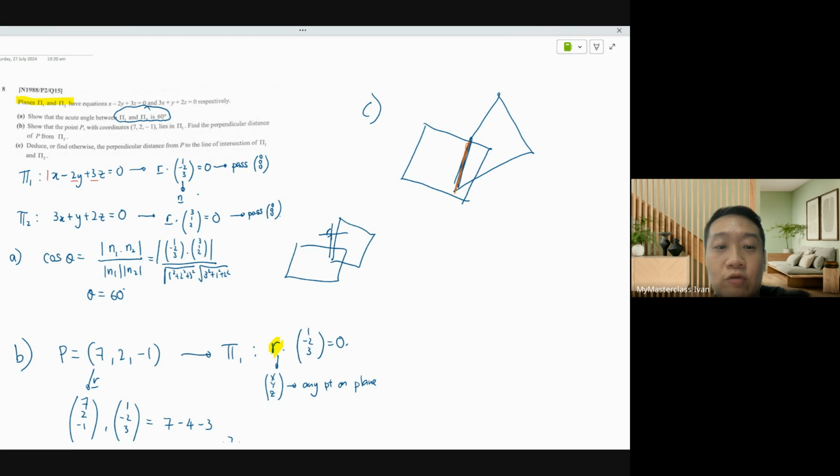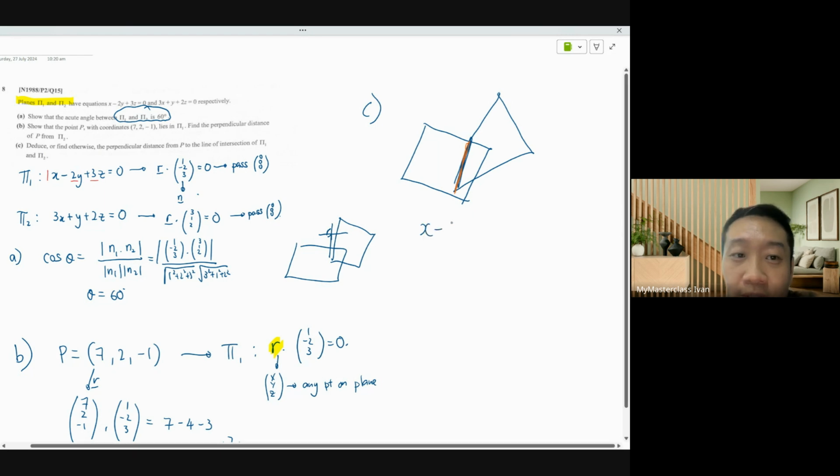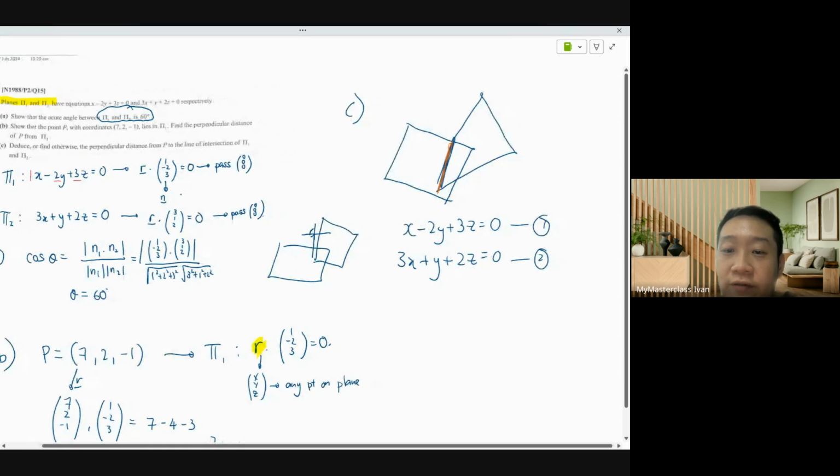So how to find the point of intersection? To find the intersection between two planes, we usually use the Cartesian equation: x minus 2y plus 3z equals 0, the first equation. Don't use the r dot n form. Use the Cartesian equation form. The other one is 3x plus y plus 2z equals 0, equation 2. Now take out your calculator, simultaneous equation solver.